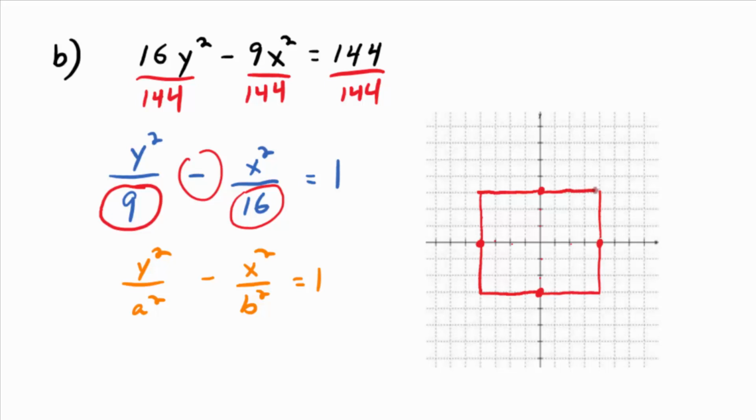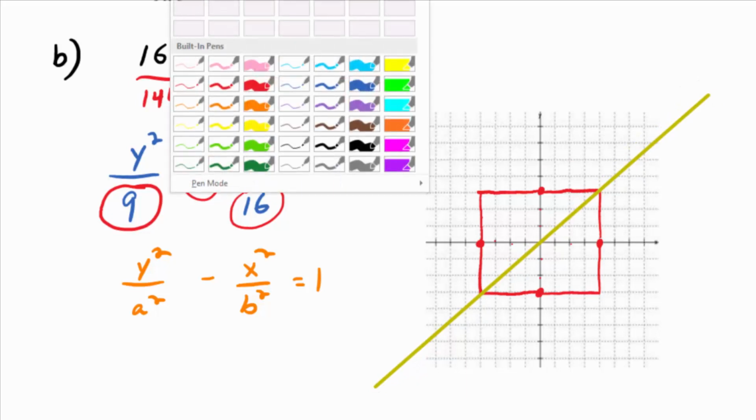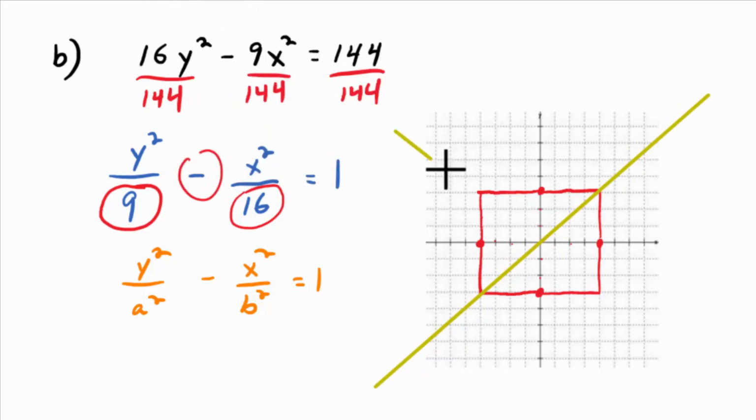And then remember, all you have to remember is the extended diagonals of the box are the asymptotes that we use as a guide to graph the two branches. So draw the extended diagonals of the box. There's one. And here's the other. They go through the opposite corners of the box.